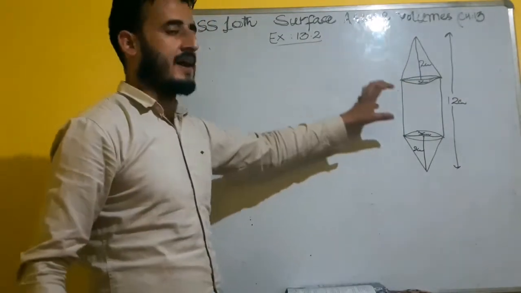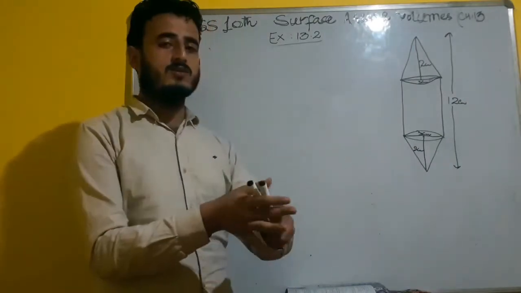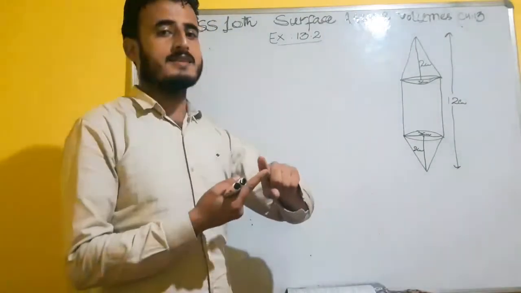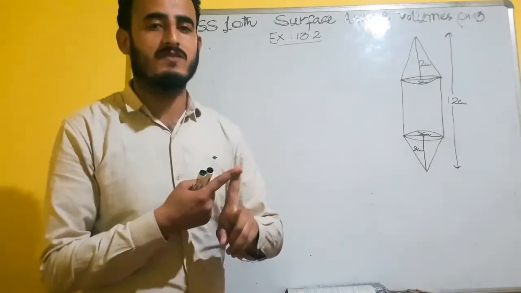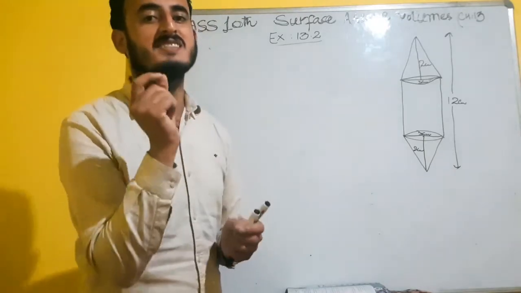It is given that this model is made of a thin sheet. Thin sheet means that the inner and the outer dimensions must be equal. Only then can we say the thickness of the sheet is negligible, 0.